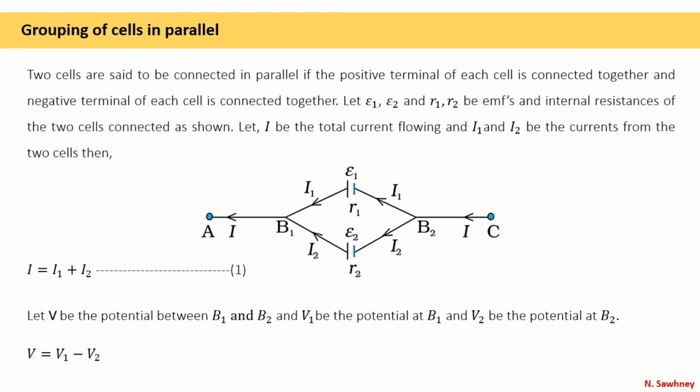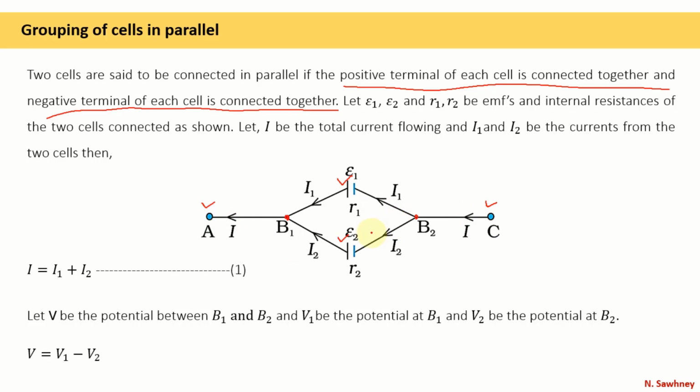Now let us discuss the parallel combination of the cells. Two cells are said to be connected in parallel if the positive terminal of each cell is connected together and the negative terminal of each cell is connected together. See here, the positive terminals are connected together at a point B1 and the negative terminals of both these cells are connected together at B2. Let I be the total current flowing through the circuit from C to A.